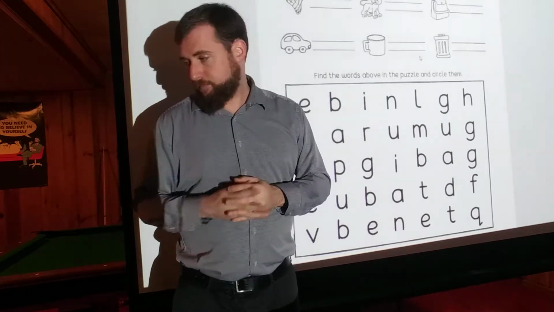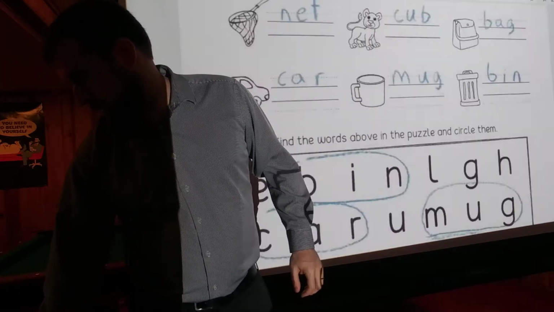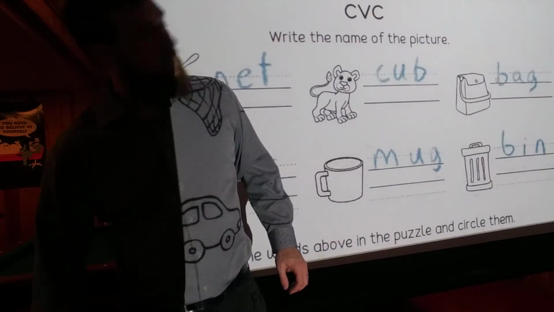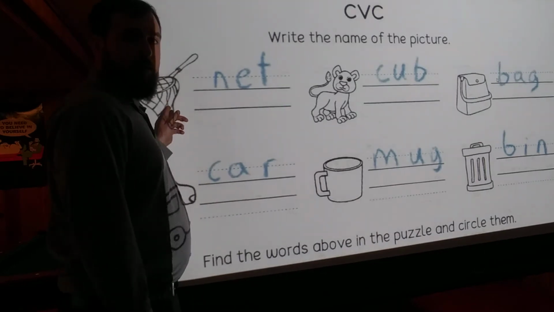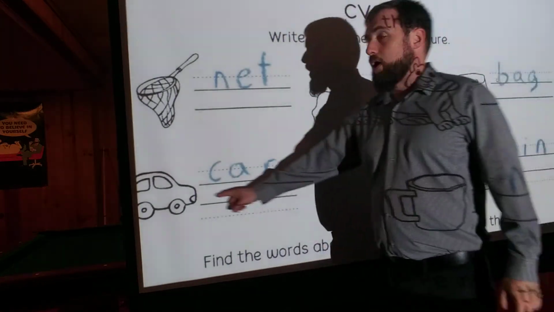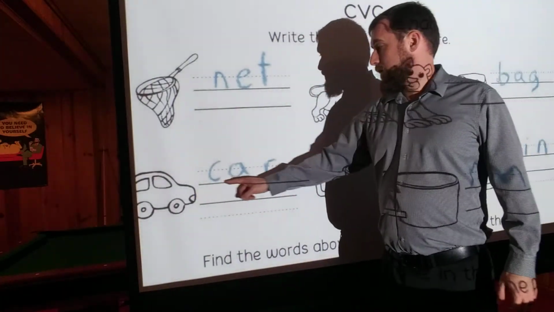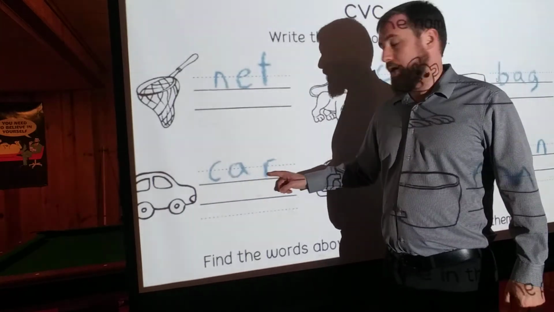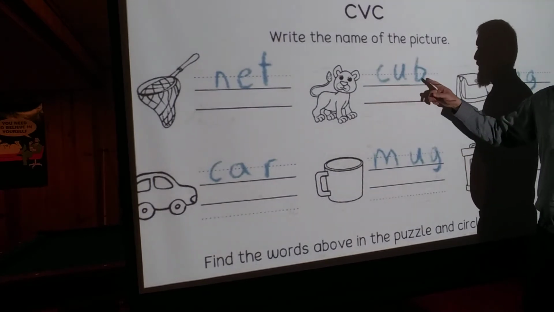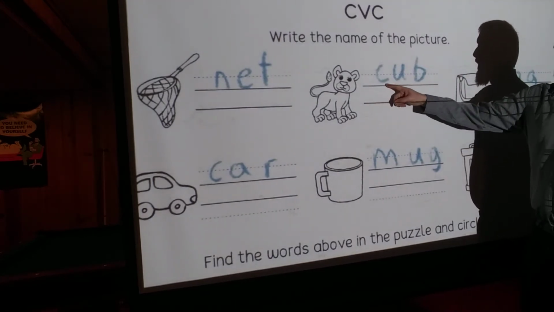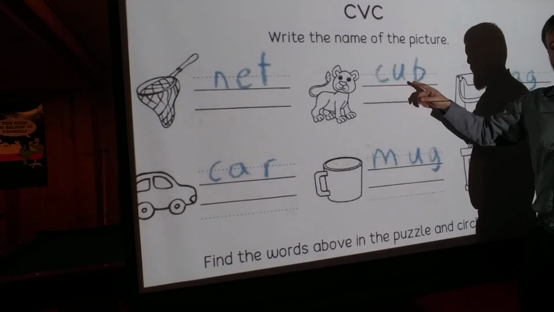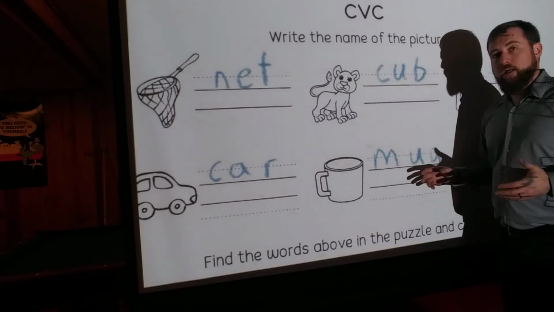Okay, did you pause it? Great. So let's go over the answer. Okay, so first, starting with the top. Net. We've seen this a couple of times now. Net, like a fishing net. Car. C-A-R. Car. Seen that before. Cub. C-U-B. Cub. Baby lion. That's what that is. Then over here.